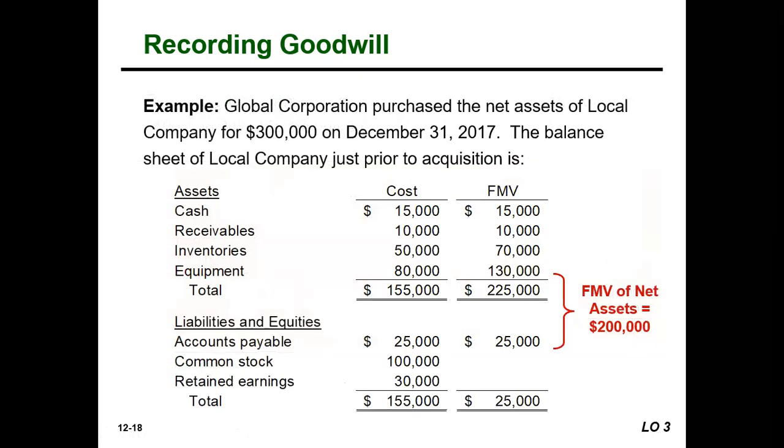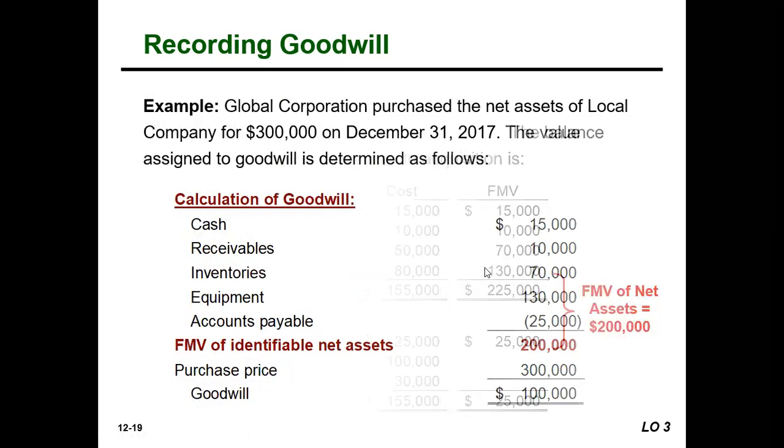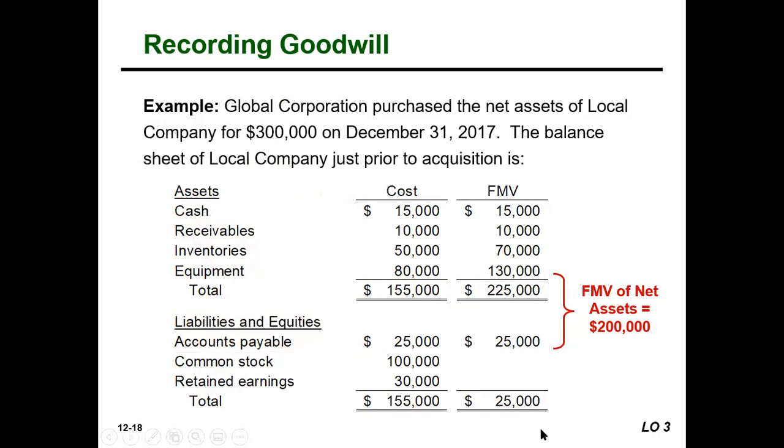Here's another example. It says Global Corporation purchased the net assets of Local Company for $300,000 on December 31, 2017. The balance sheet of Local Company just prior to acquisition is shown. So what we're looking at here is the difference between this cost column, right? That's our carrying value of the assets. And then we're looking at the fair market value of the assets.